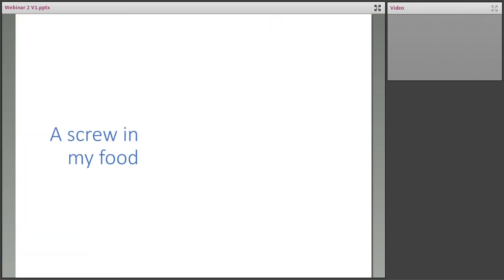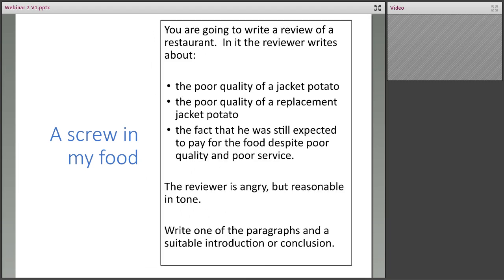And then we've got another one, and this is another review, but this is another article to use, and this is, you are going to write a review of a restaurant. In it, the reviewer writes about the poor quality of a jacket potato, the poor quality of a replacement jacket potato, the fact that he was still expected to pay for the food despite poor quality and service. The reviewer is angry but reasonable in tone. Write one of the paragraphs and a suitable introduction or conclusion.